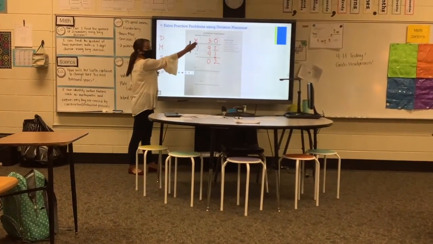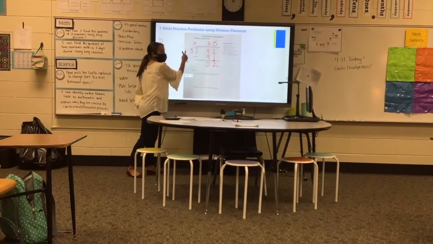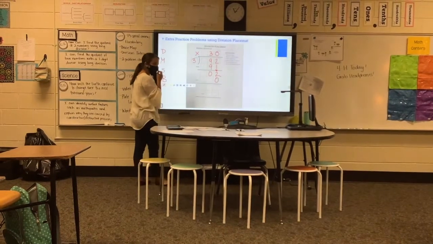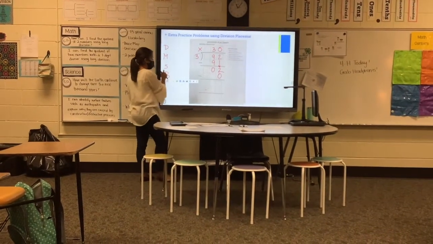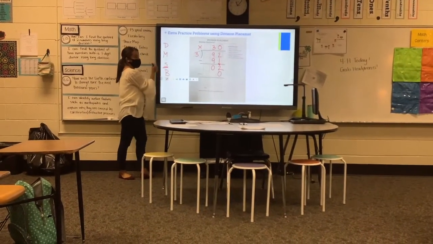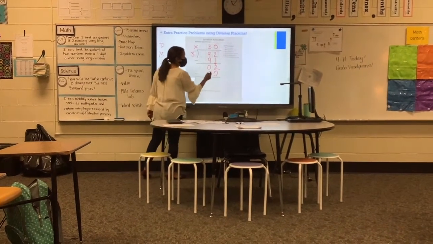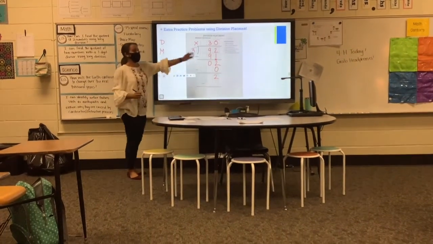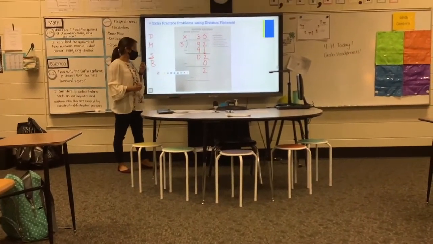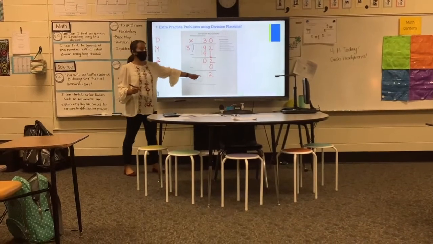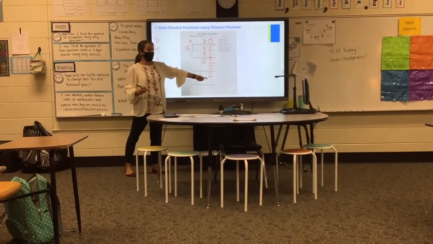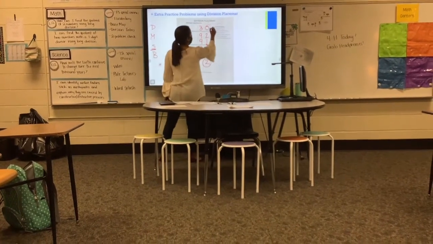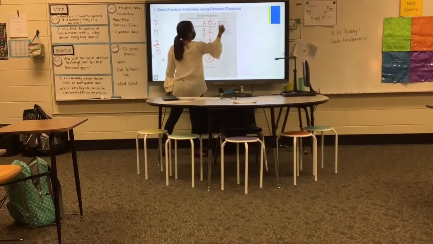Multiply. 0 times 3 is? 0. Then what? Then we subtract. 2 minus 0 is? 2. Okay. We can't keep doing that whole process, right? So what is this number called if we have something left over? Remainder. This is our remainder. So we would write our answer as 30, remainder 2.